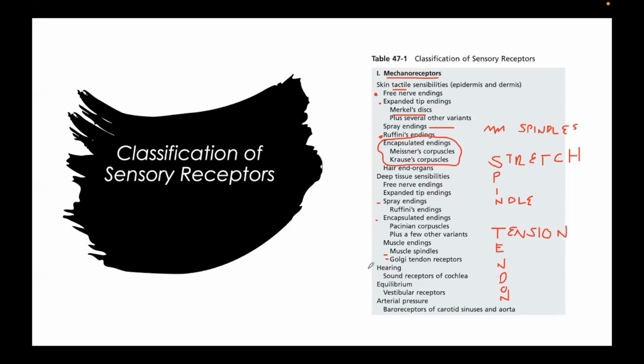Then we have the other mechanoreceptors, such as the sound receptors in the cochlea. And we also have the receptors for equilibrium, the vestibular receptors. As mentioned earlier, I want you to be familiar with this. We have the arterial pressure receptors, which we call the baroreceptors. The baroreceptors are very abundant in the aorta, as well as the carotid sinuses. So please refer to your study guide.